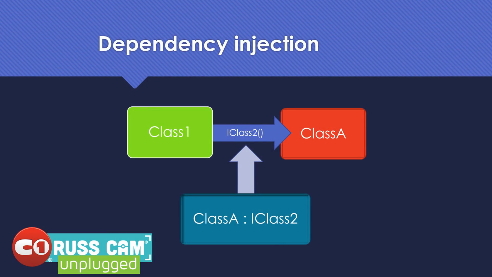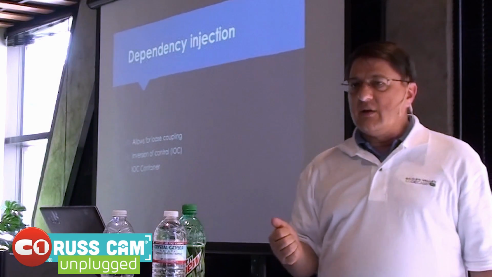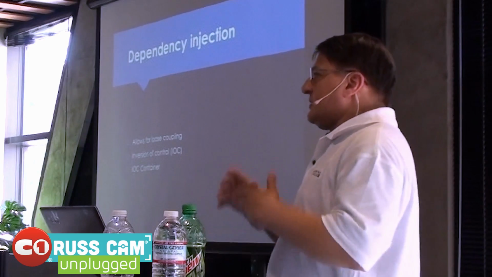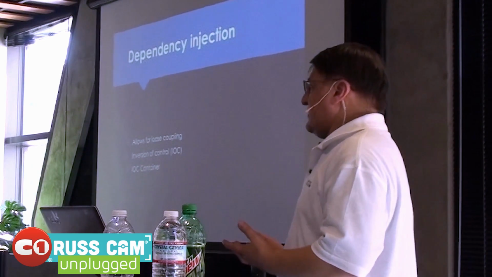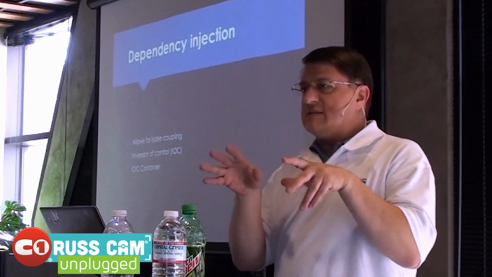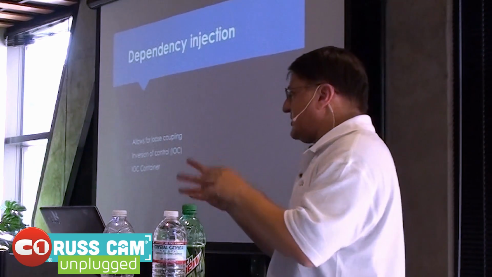That's dependency injection. It's really great because it allows for loose coupling. You're also going to hear the term inversion of control associated with dependency injection. There's also a thing called an IOC container. That takes care of a lot of the setup that we're going to do manually, and it just does it automatically for us. Again, we're taking it step by step and easy, taking away some of the mystery.